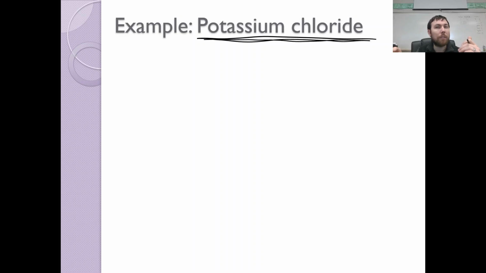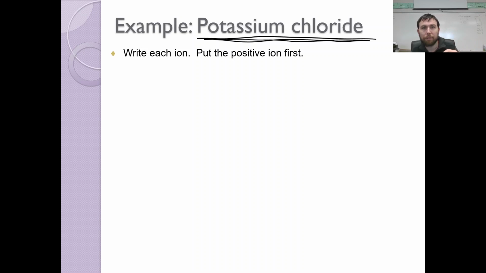So chloride looks an awful lot like chlorine, which is the case. So the first thing we're going to do is write each ion, and put the positive one first. Now, based on the name, we know it's going to be K and then Cl. Now, we have to write them as their ions.